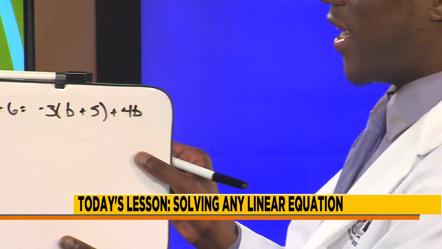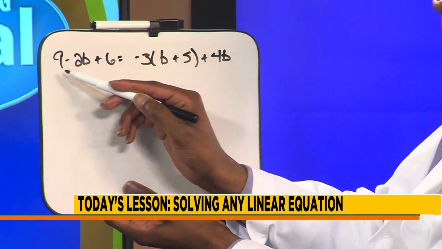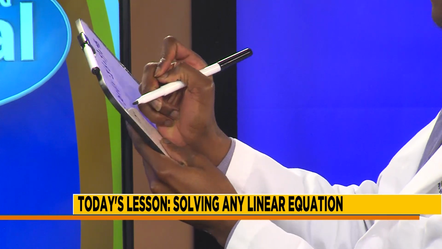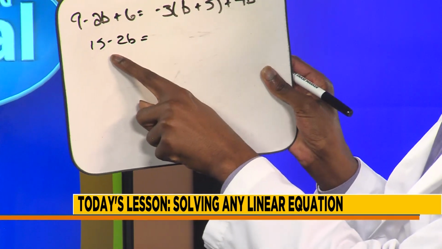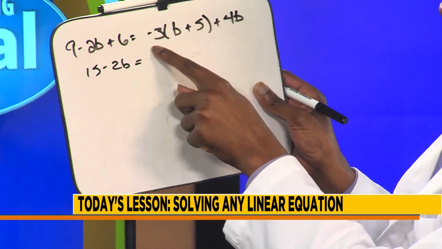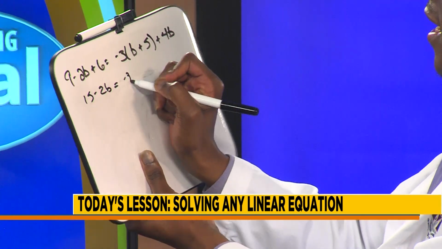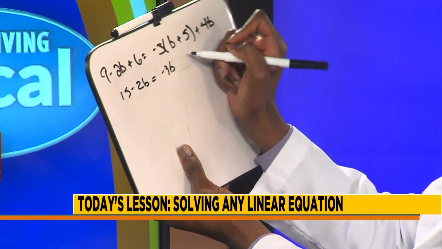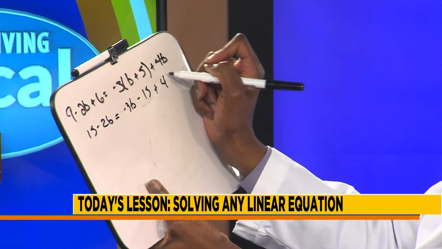So now we're just going to go ahead and start solving. I notice here that I have like terms, okay? So I have a 9 plus 6. 9 plus 6 is 15. I'm going to do 15 minus 2b. I don't have to do anything else on this left side because nothing is the same. I'm going to multiply negative 3 times b. That's a negative 3b. Negative 3 times 5 is negative 15 plus 4b.